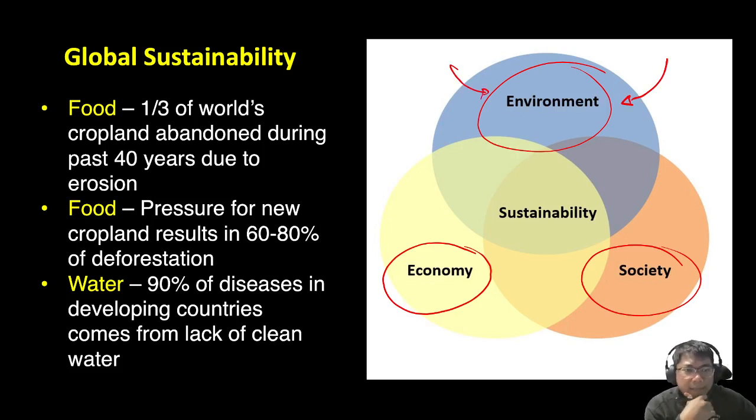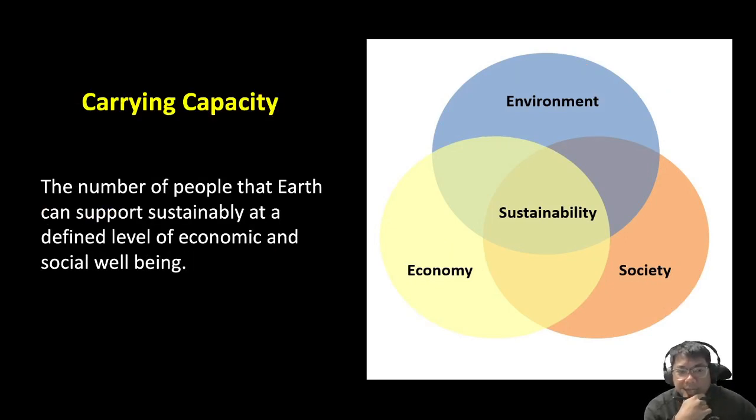One third of the world's cropland has been abandoned during the past 40 years due to erosion. There is a lot of deforestation, and problems with water have also been increasing, especially in developing countries. These are all problems that could prevent global sustainability. The reason I mention that is that I would like to introduce you to the concept of carrying capacity.